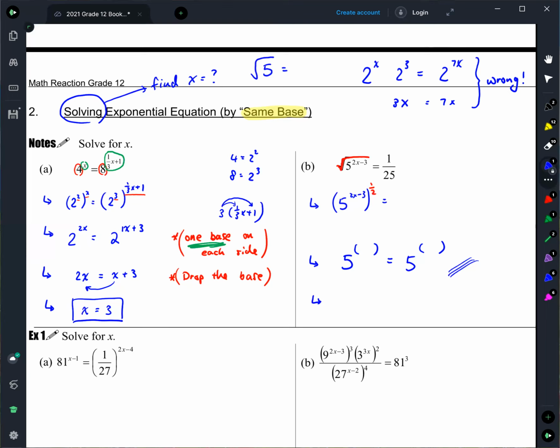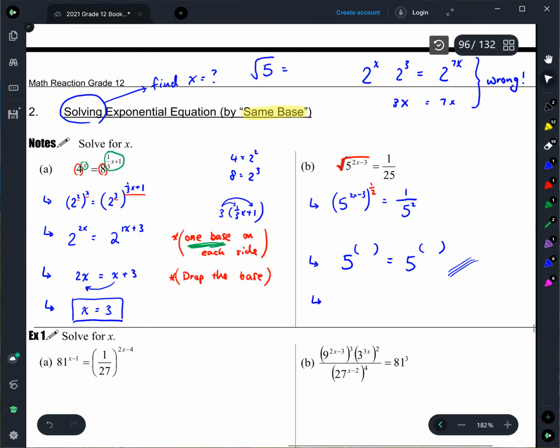Okay, let's look at the right-hand side. Eric, do you have the exponent for the right-hand side? -2. Very good. Okay, so let me show the steps a little bit more. 25 you can write as 5 squared, so 1 over 5 squared, and then you bring it up, you become -2. Okay, let's move this up.